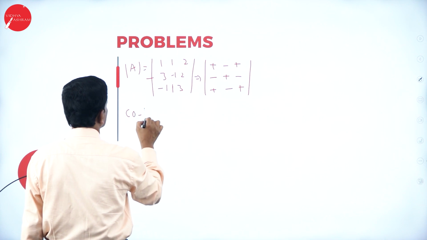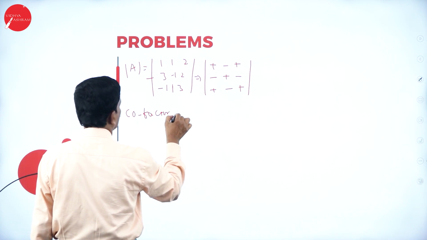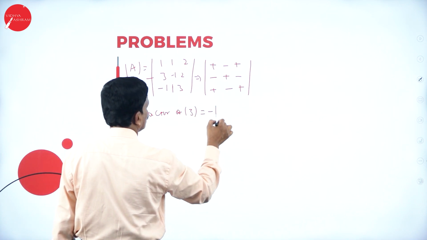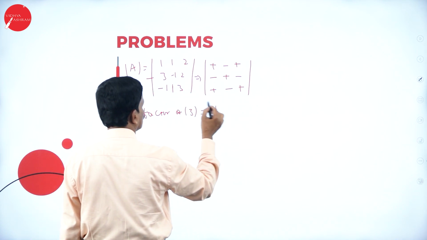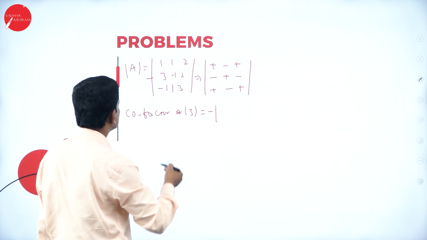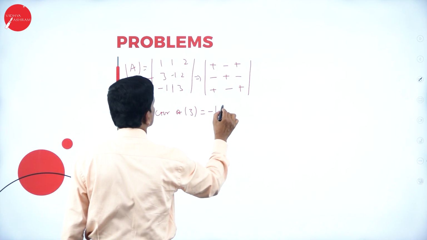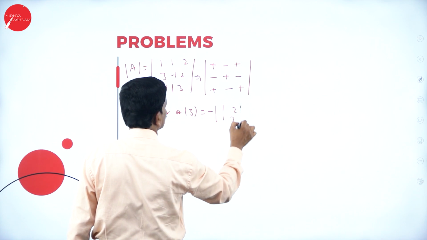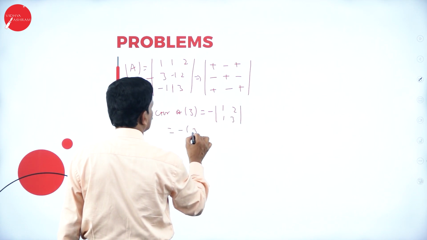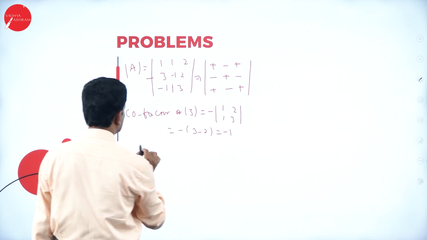So cofactor of 3, it is minus. I can explain, I can solve directly, or let me explain step by step. So cofactor of 3 is equal to, this row and column is gone, 1 2 1 3, this is equal to 1 3 is a 3 minus 2, this is equal to minus 1.